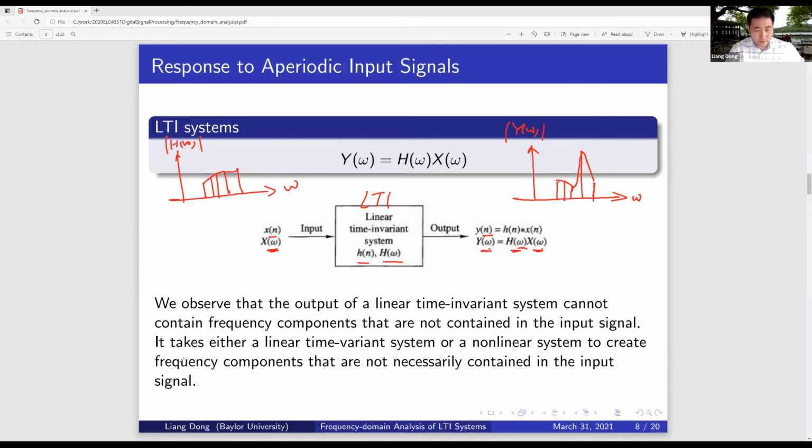In other words, it takes either a linear time-variant system or a nonlinear system to create frequency components that are not necessarily contained in the input signal. So if you want to generate a signal with frequencies not in the input, then you have to use a linear time-variant system or a nonlinear system. What kind of system is that, that will generate some output which is not in the input signal? A modulator may be an example, or upconversion.